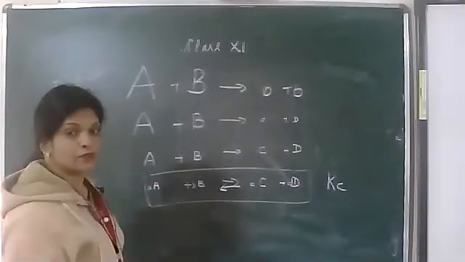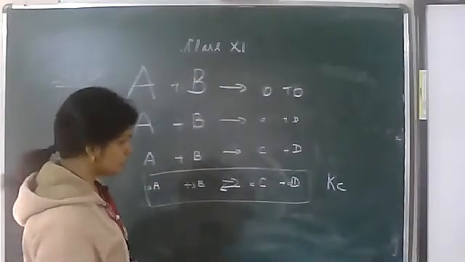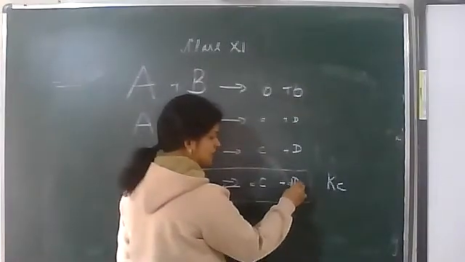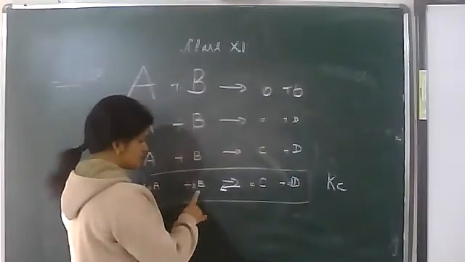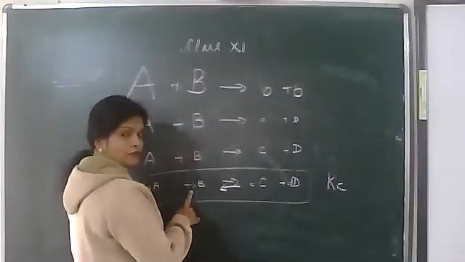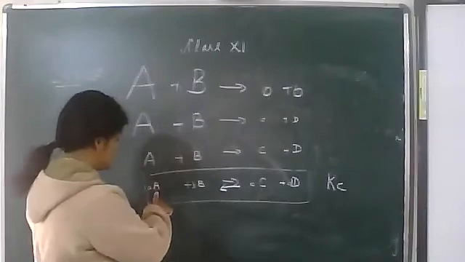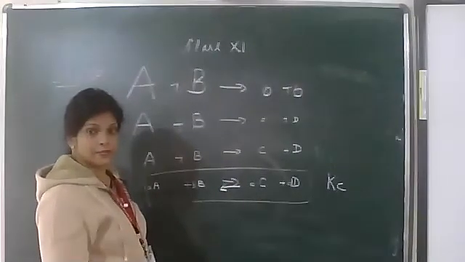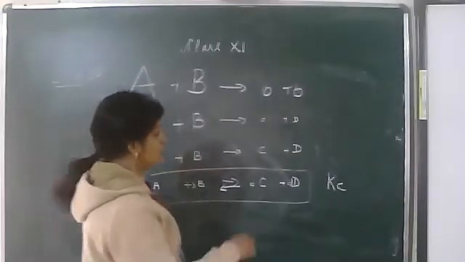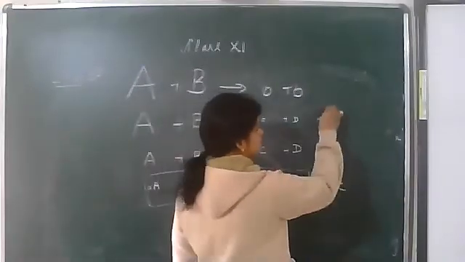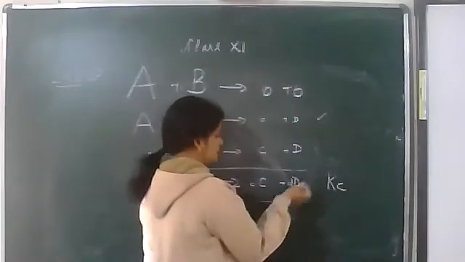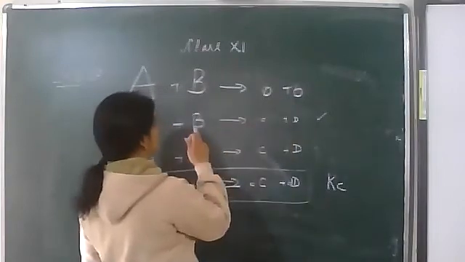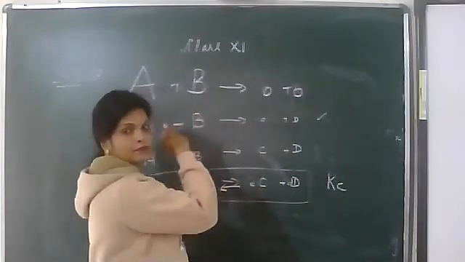At this position, you can talk about Kc. Kc is equal to this concentration to the power c, this concentration to the power d, divided by this concentration raised to the power small b, and this concentration raised to the power small a. That is Kc. But other than Kc, at this moment also you can write like that: C to the power c into D to the power d divided by B to the power b into A to the power a.